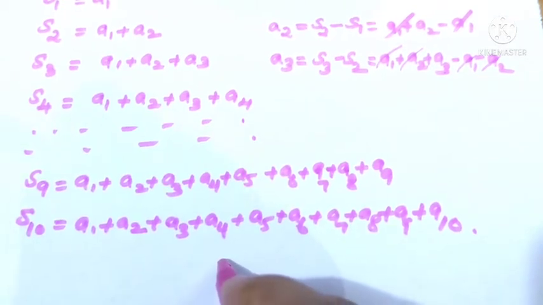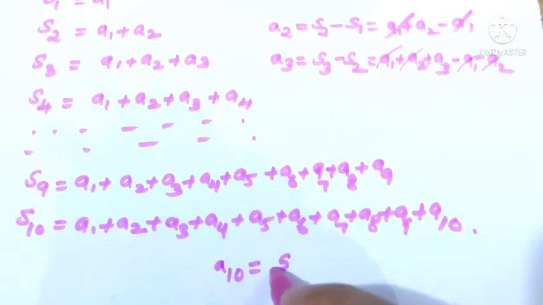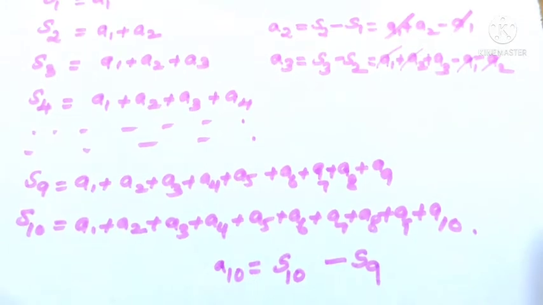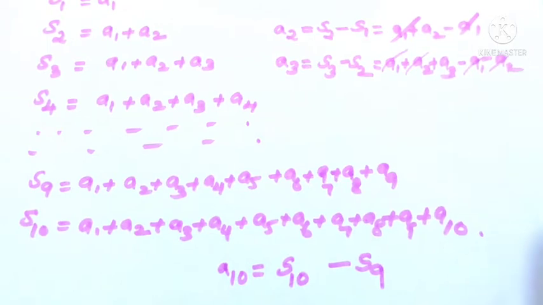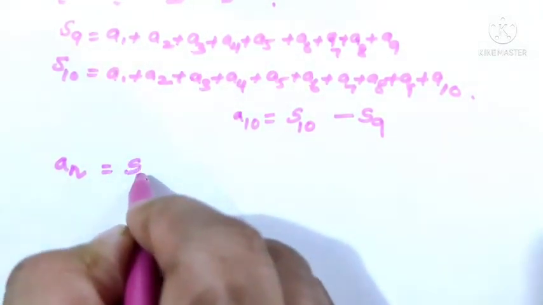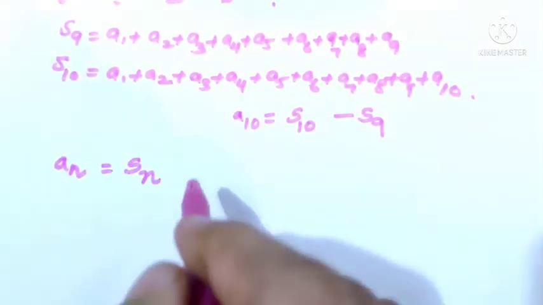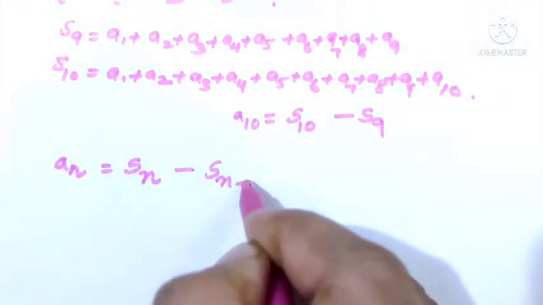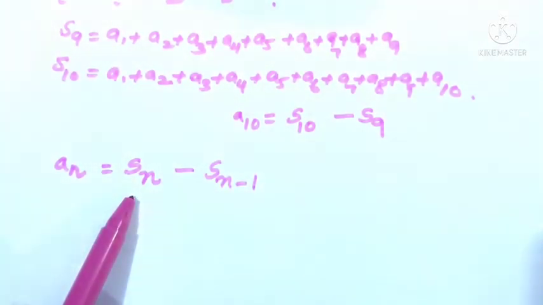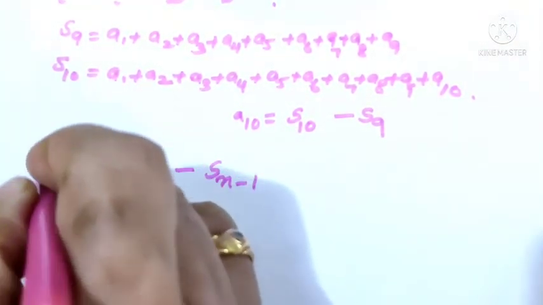So from this I want A10, which means I should write S10 minus S9, right? If you followed this one, what is the formula for An? An means the nth term of the AP. So An should be calculated in terms of Sn, that means Sn minus Sn minus 1, right? What is the formula we got? An means Sn minus Sn minus 1 only.